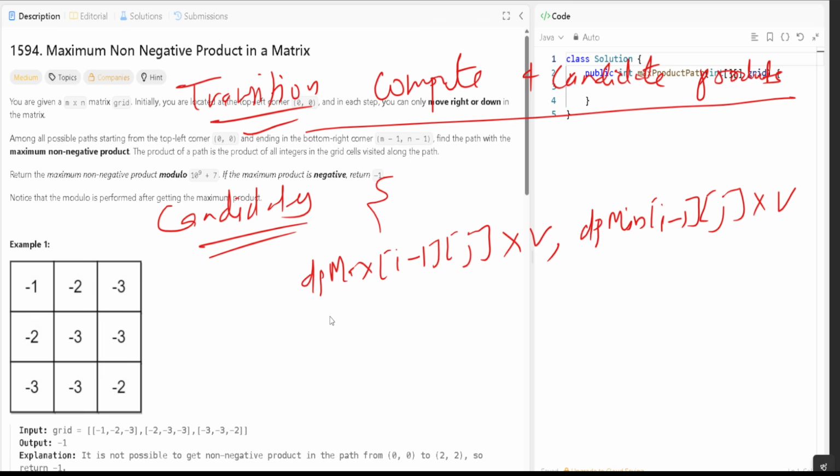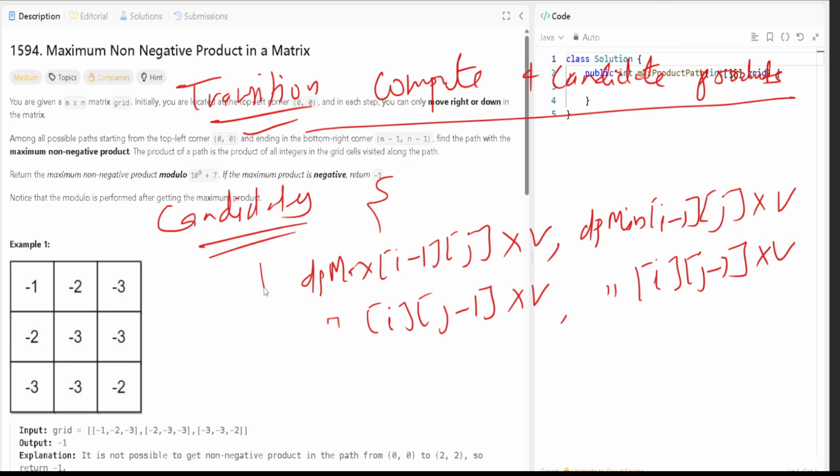Similarly, for dp max the value will remain the same, since the value comes from the left side. So the left side needs no change, just j minus 1 will happen. And the value again for the dp min, so we'll say i and j minus 1, correct? And the v. So in total, these 4 are the conditions, the 4 candidates, from where we have to compute the transition.